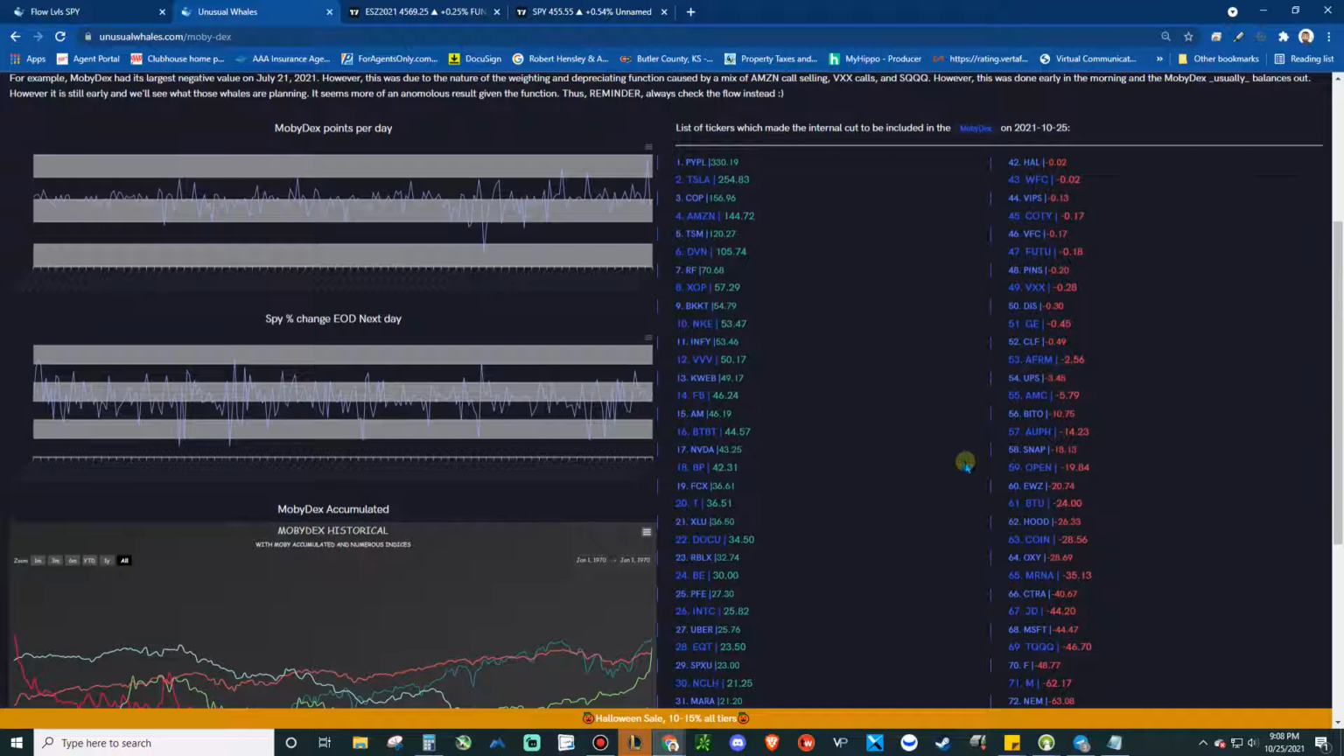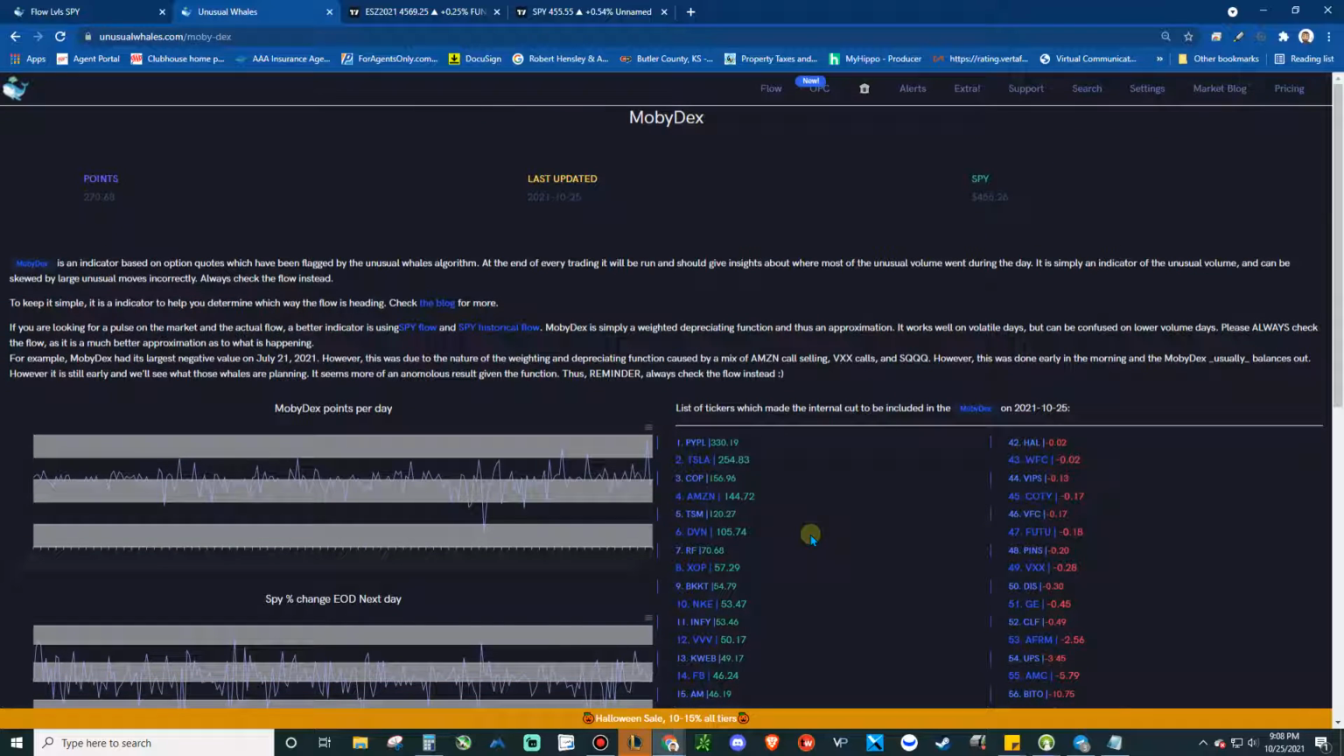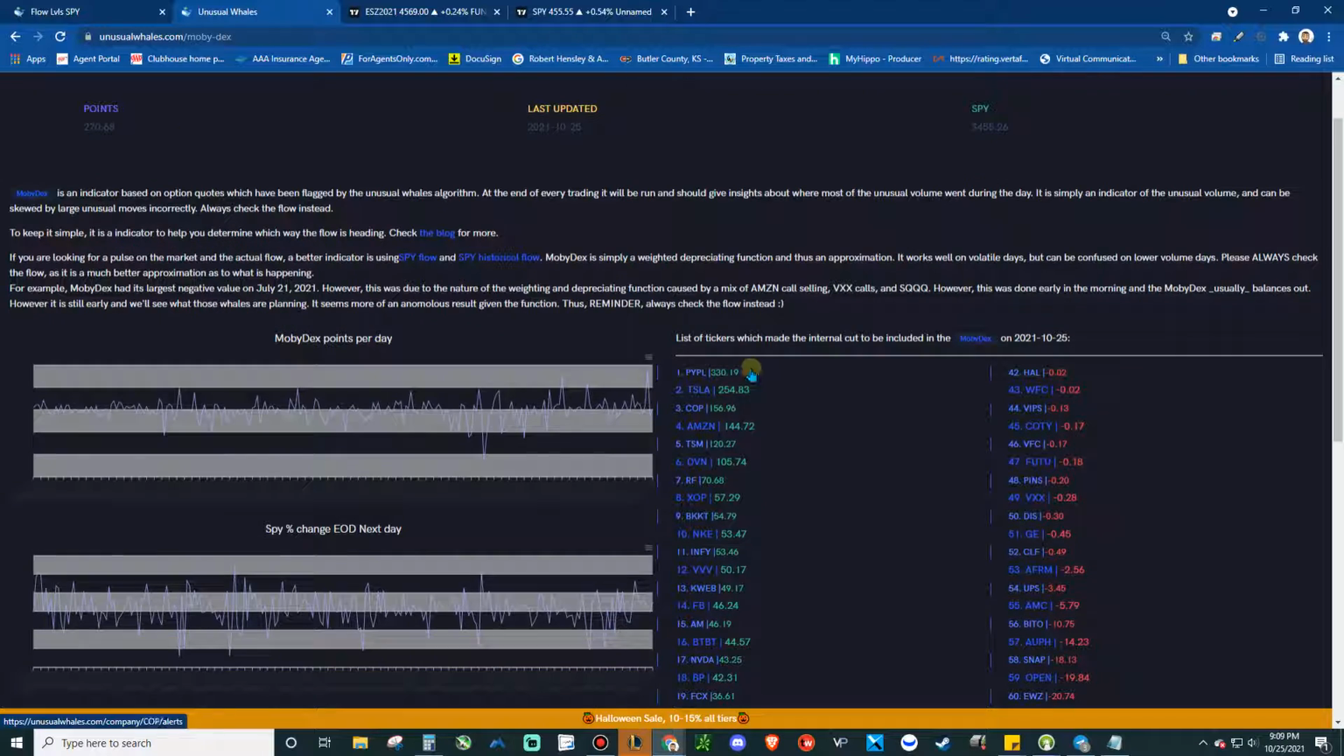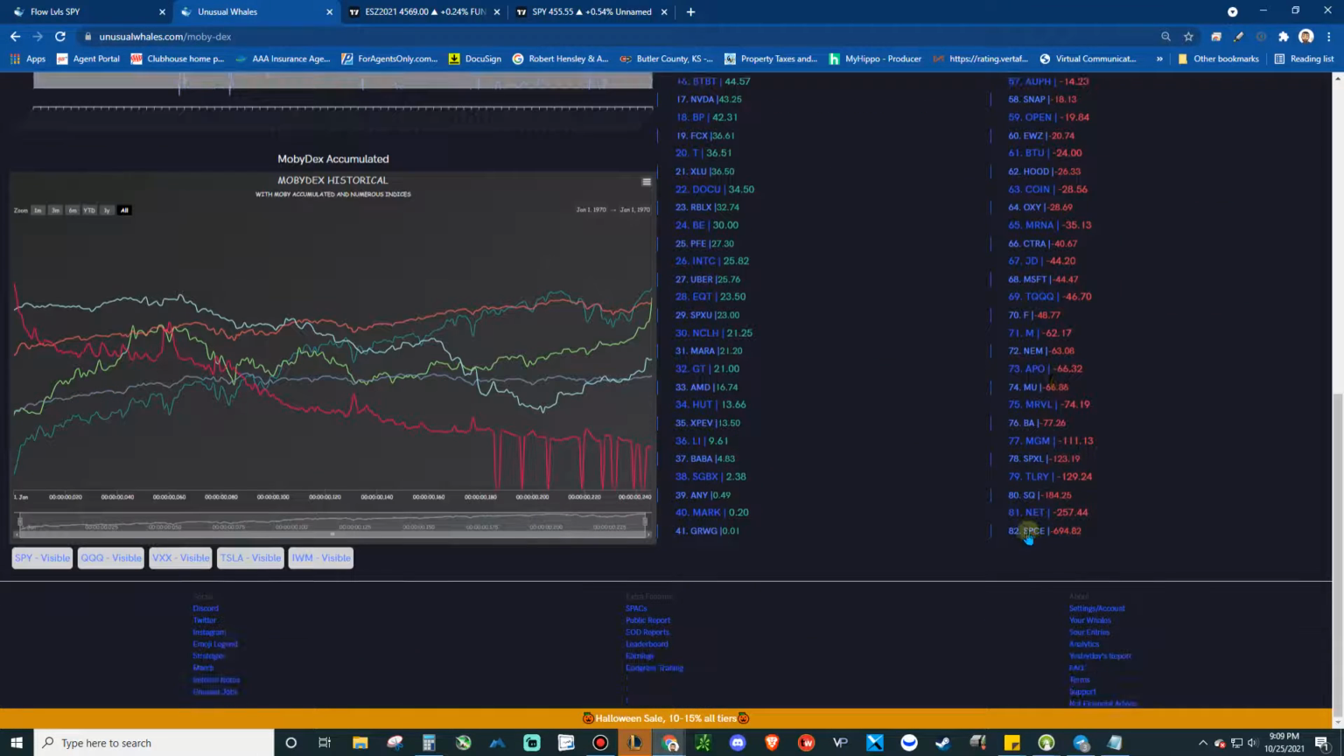So all of these readings are going to factor into this overall index. So we have 270 points, but we have PayPal at 330. We have Tesla at 254, which is almost the entire index. Basically, the whole market today, as far as options, was PayPal and Tesla. As far as unusual options trades, Amazon had a big portion of that. And then the rest of the market was pretty garbage.